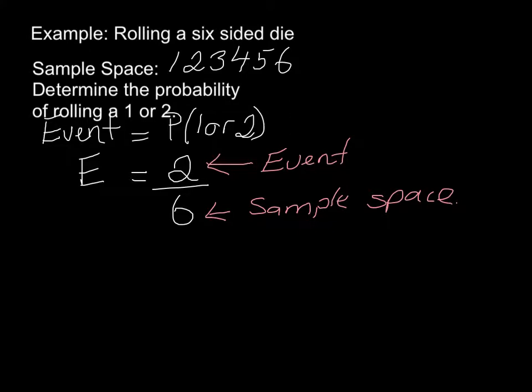Now, we can simplify this, obviously, to 1 over 3. So we can now also work out our complementary event. Now, remembering back, our complementary event are all the possible outcomes we don't want to happen. And we wanted to determine the probability of rolling a 1 or a 2. Therefore, our complementary event must be the probability of rolling a 3, a 4, a 5, or a 6. Because these are all the numbers I don't want to roll.